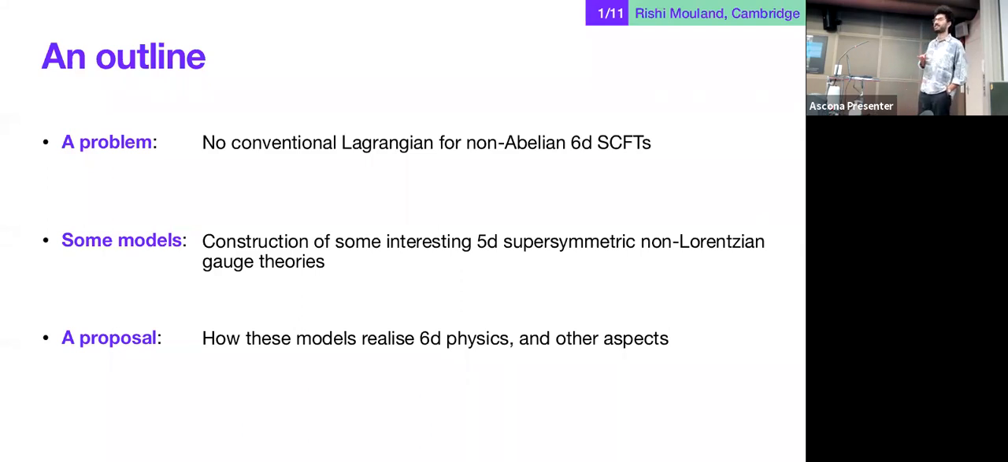Then I'm going to change gears somewhat and talk about some five-dimensional gauge theories which have non-abelian gauge symmetry, and they have a large degree of supersymmetry, but they're actually non-Lorentzian. And then finally, I'm going to make a proposal. I'm going to describe how these models actually realize six-dimensional physics, and also explore a few other aspects, which in particular contextualize these results more broadly.